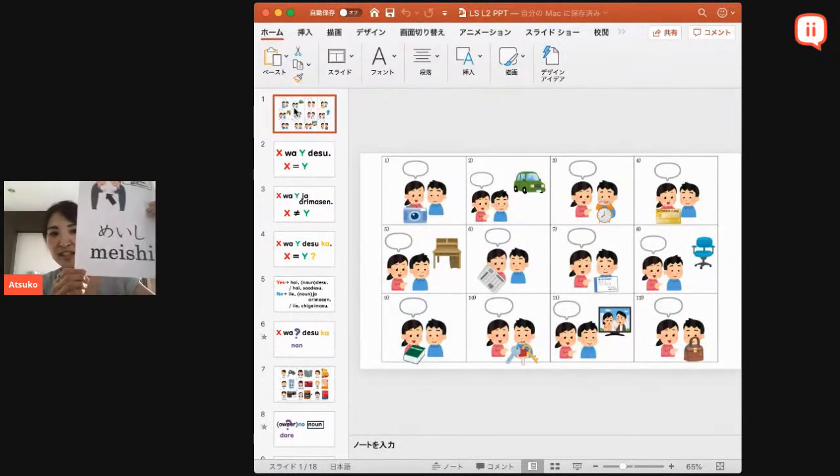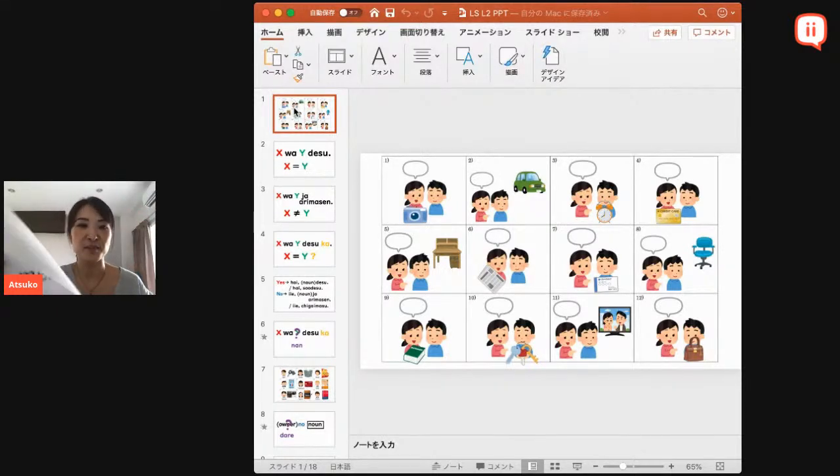それは名刺ですか？Answer is yes. You know how to say yes in Japanese? Yes is はい. So, question is, これは名刺ですか？Answer is はい、名刺です。Then, number eight. Is that a desk?